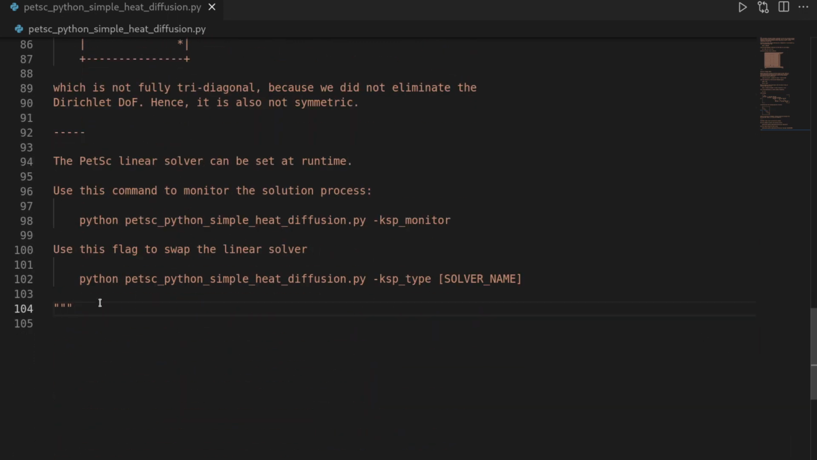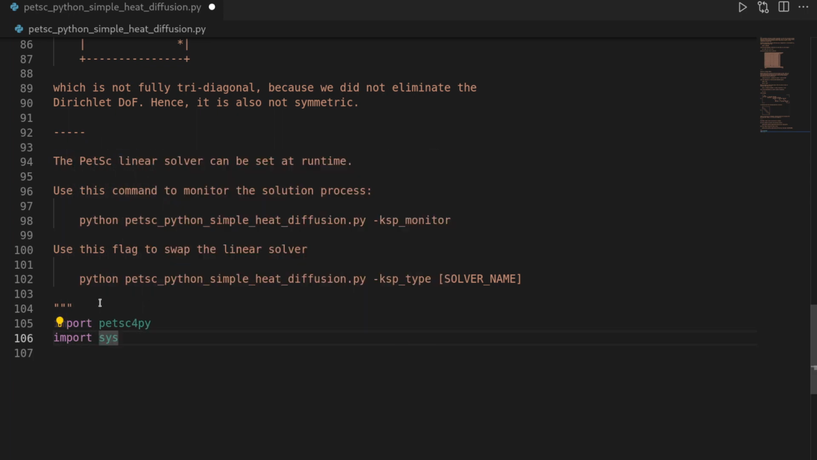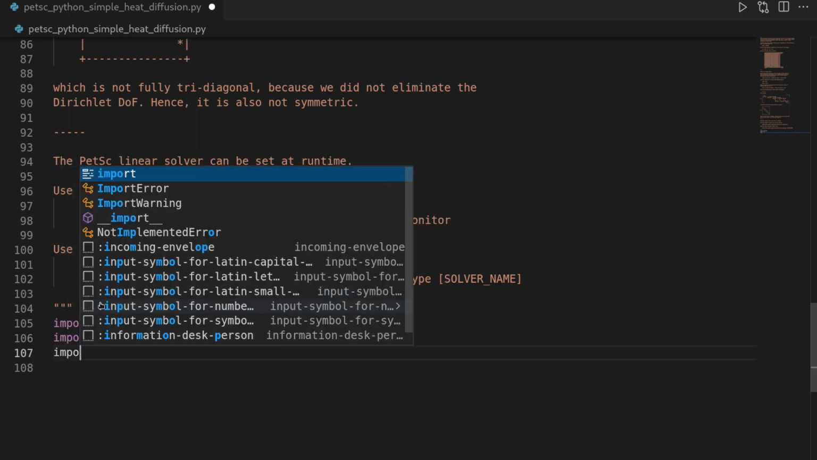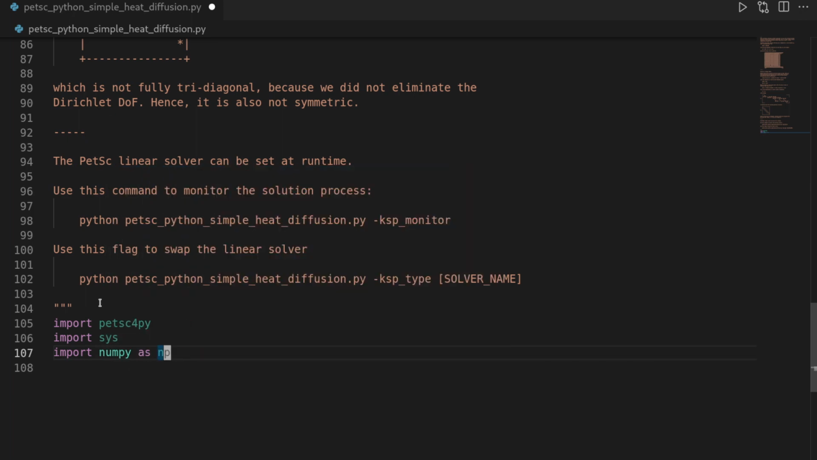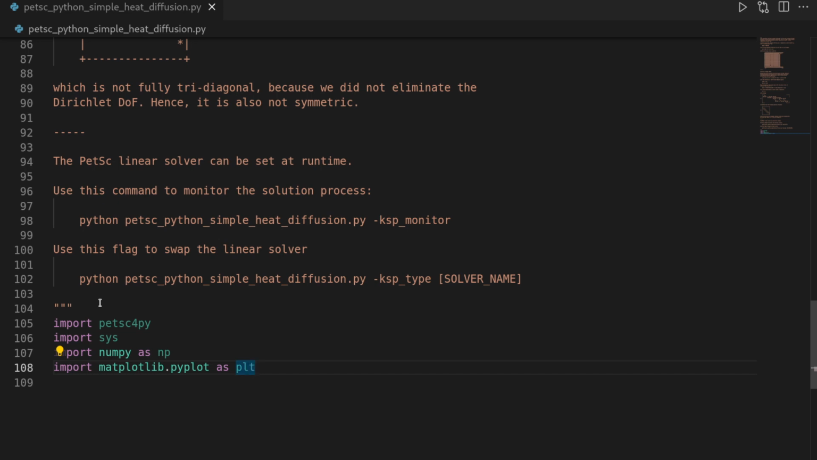For this, let me go down here and first import the very main package, which is going to be petsc4py. Then we also need the sys package, I will show you shortly. We need numpy as np for the preparation of the right-hand side. And I will also use matplotlib.pyplot as plt in order to visualize our results.